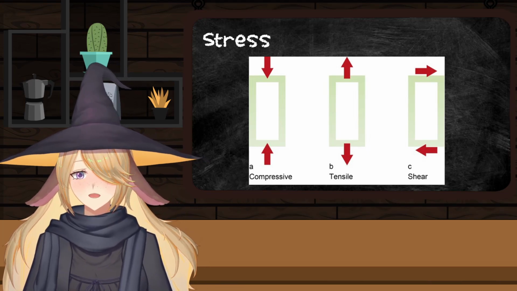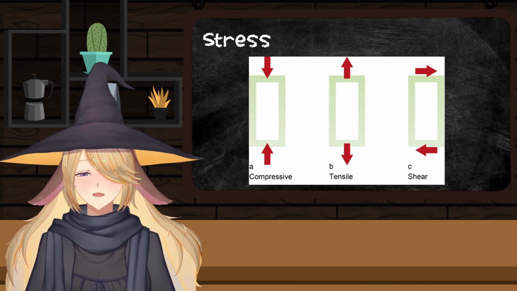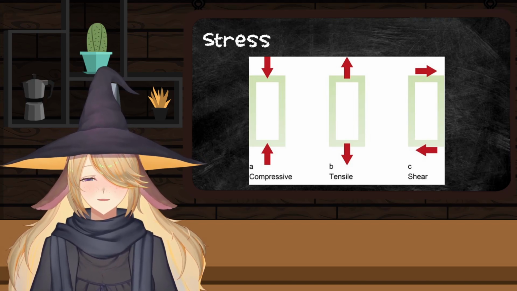And if you're like me, you probably want to be able to manage stress well in your life so that you too can be standing for a long time.